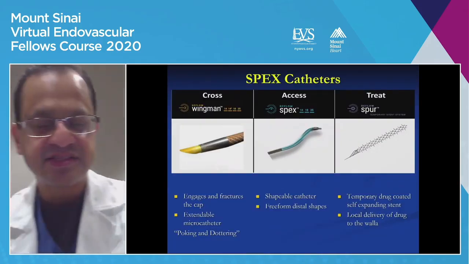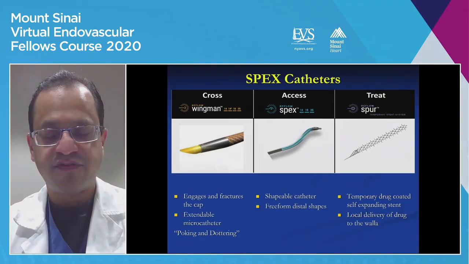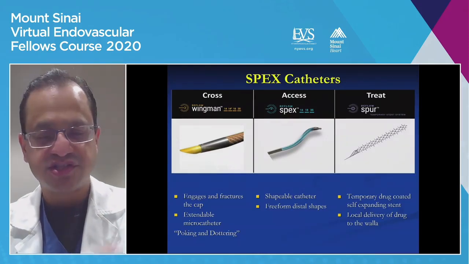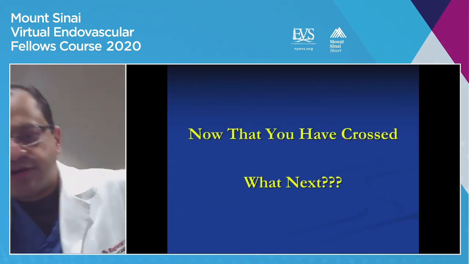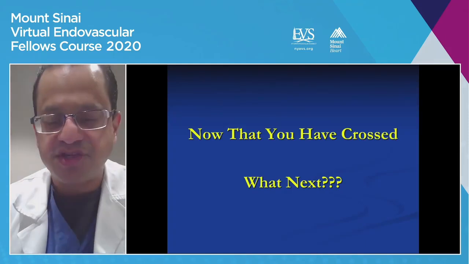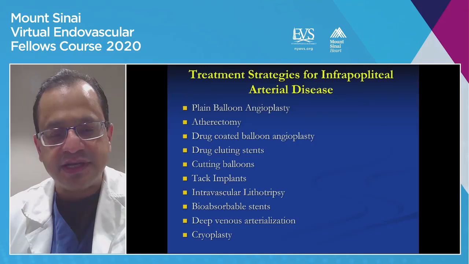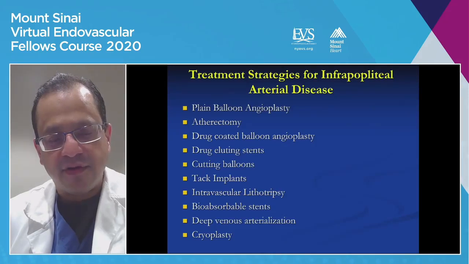Here are some advanced catheters with extendable tips, which can fracture caps and change their shapes distally. So now that you've crossed the lesion and the chronic total occlusion, the next thing is how do you manage this? There's a whole slew of treatments, and unfortunately, nothing has really panned out to be definitive and become mainstream. So we'll go through a few of them.